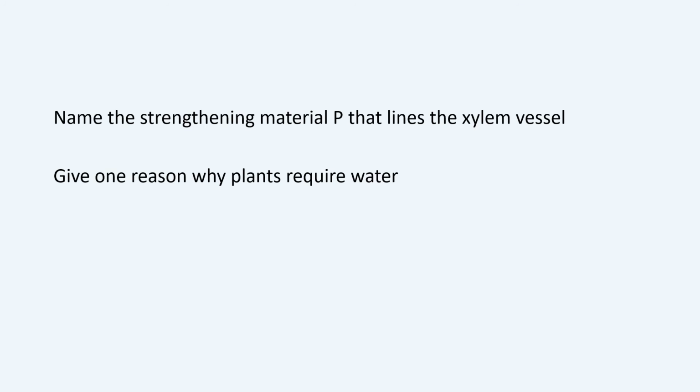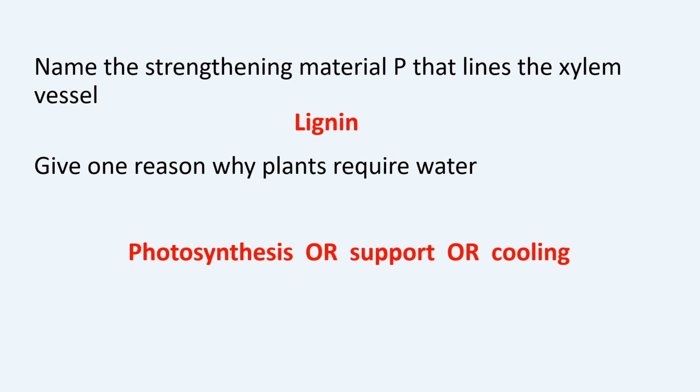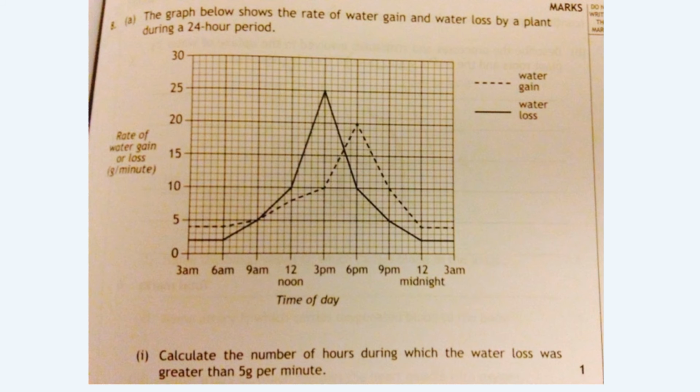Then it says, name the strengthening material P that lines the xylem vessel and give one reason why plants require water. So pause the video and try to answer the questions before I go over the answers. So the answer is that the rings of lignin strengthen the xylem vessel. And give one reason why plants require water. You could have put photosynthesis or support or cooling.